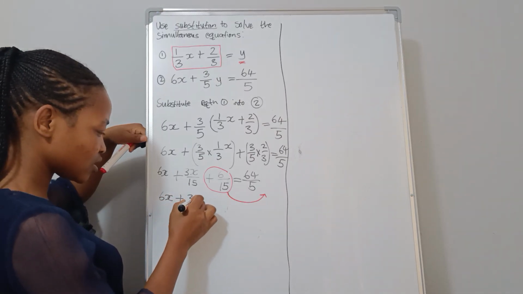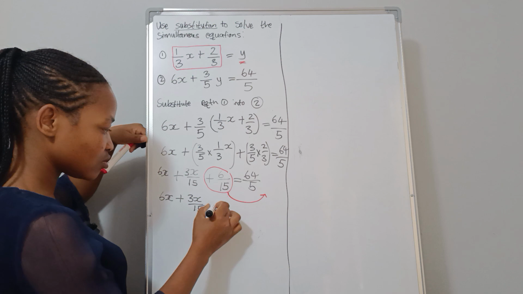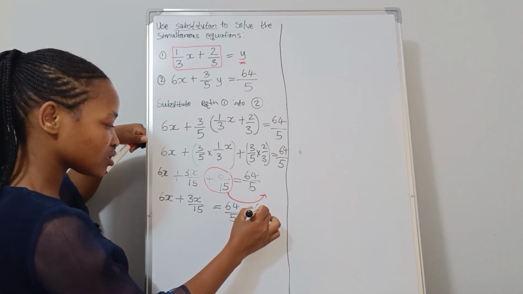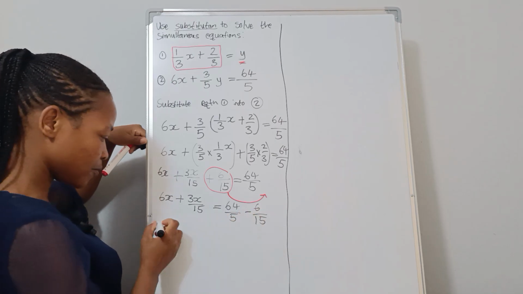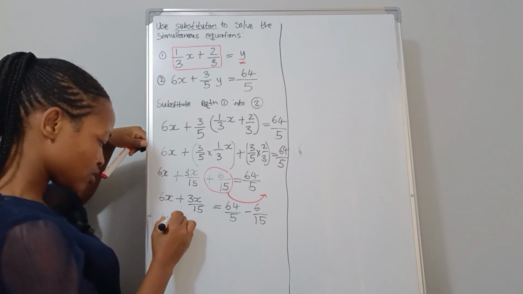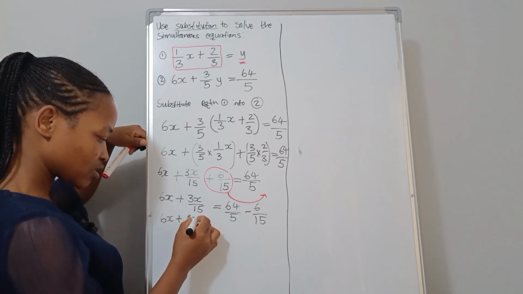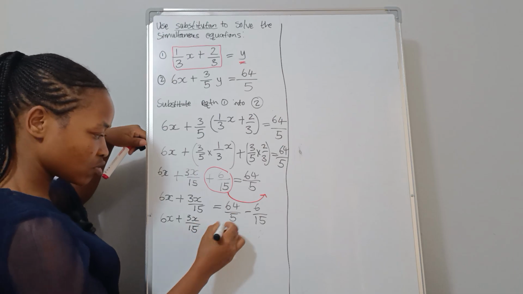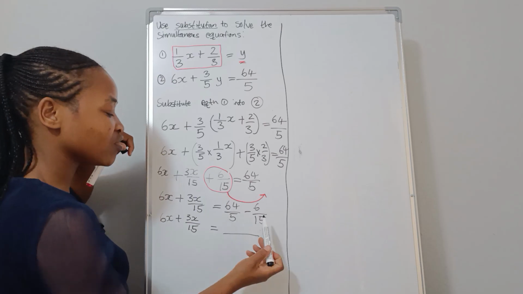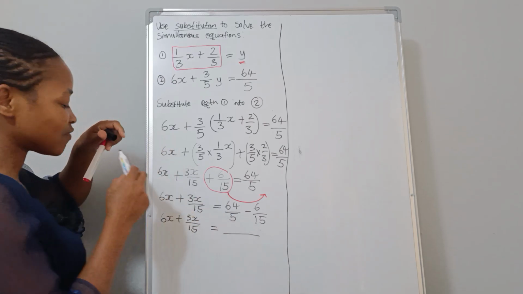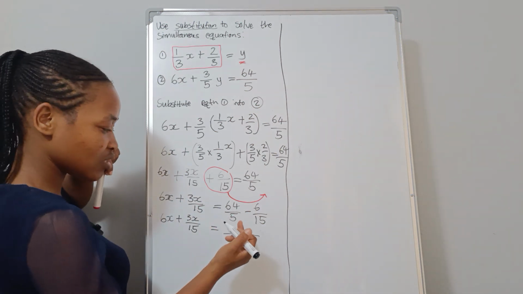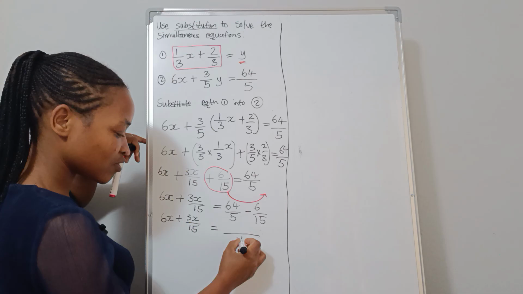6x plus 3x over 15 equals 64 over 5 minus 6 over 15. Okay, let's keep it as it is for now. Again, 6x plus 3x over 15 equals, so here we need to find a common denominator of 5 and 15. That means a number that can house 5 and 15. What is that number? 5, 10, 15. It's 15. 15 can house 5 and 15.